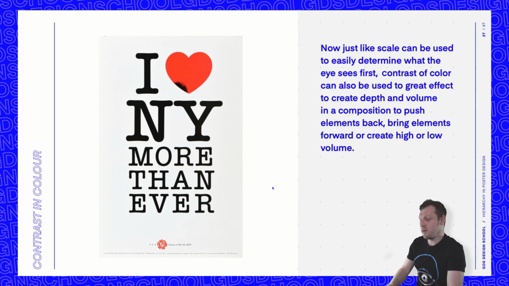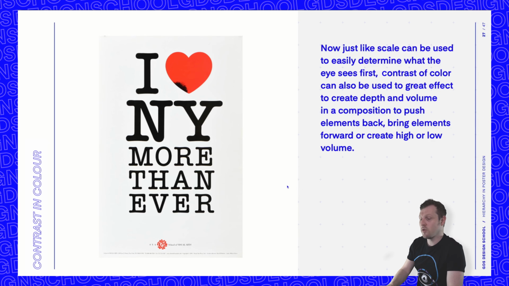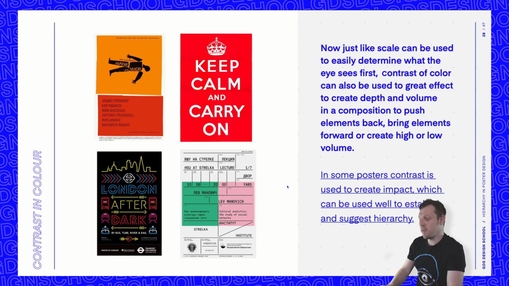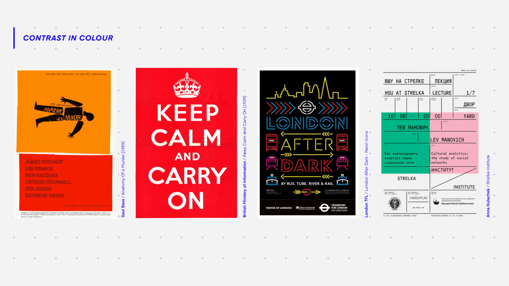Now, just like scale can be used to easily determine what the eye sees first, contrast of colour can also be used to great effect, to create depth and volume in a composition, to push elements back, bring elements forward, or create high or low volume. In some posters, contrast is used to create impact, which can be used well to establish and suggest hierarchy.